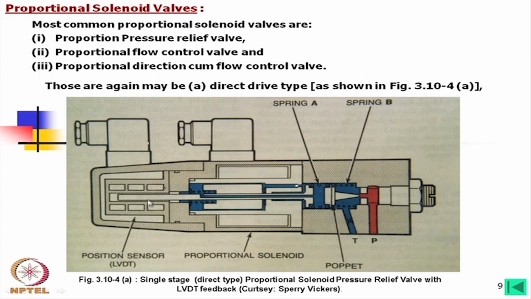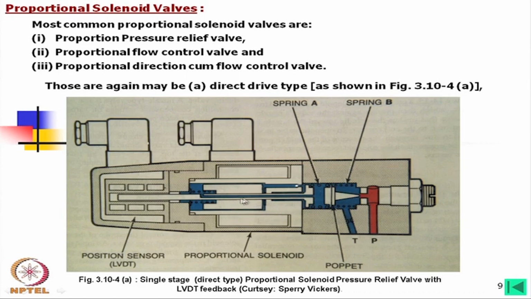No, this is the position sensor. This one is the position sensor. So, this is the input to the position sensor. This is actually the proportional solenoid, and here we find that this is the spool, and ultimately it is controlling this one. So, this is acting as a pressure relief valve.